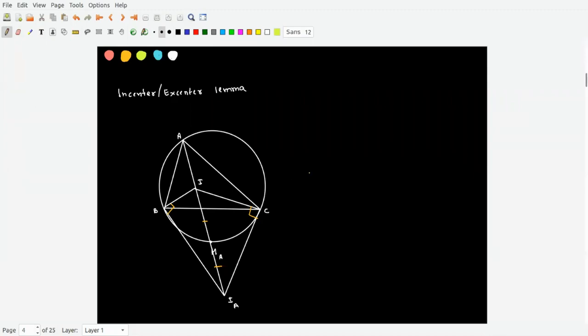Anybody who would like to prove this? It's a very simple fact, a very simple lemma. I'll explain it still. So you have the triangle ABC, and I is the incenter. This is M subscript A, and this is IA. What the incenter-excenter lemma says is that this midpoint of arc BC, which we call M_A, is the center of the circle which contains the points B, I, C, and also the excenter of IA.